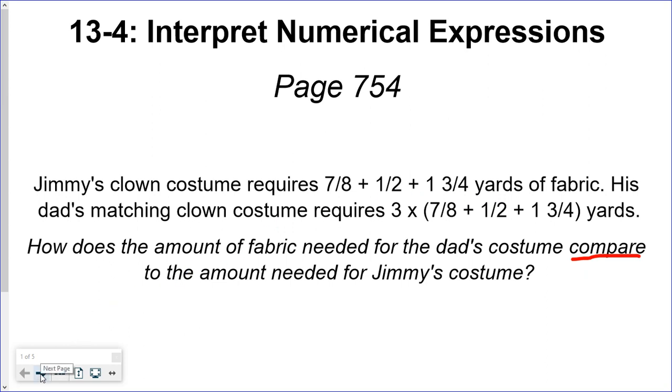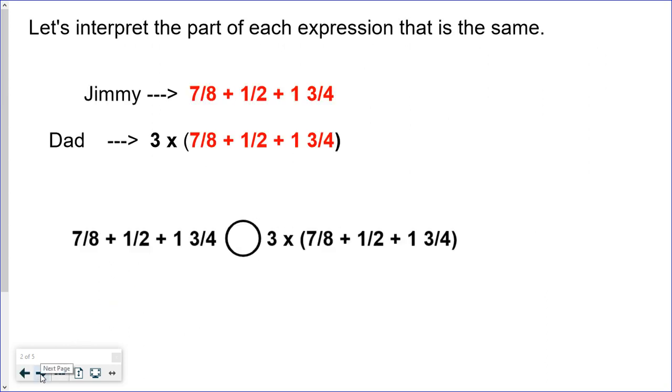Now, on this next slide, I took a look at those two numbers, and I noticed something about those numbers. The 7/8 plus 1/2 plus 1 3/4, that's Jimmy's. I also noticed that in Dad's, those exact same numbers are in Dad's. So that's why I highlighted both of those in red. The only difference is that with Dad's, I'm going to take 3 times that amount.